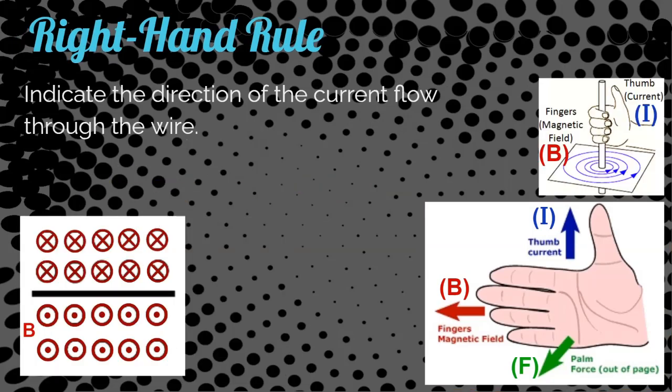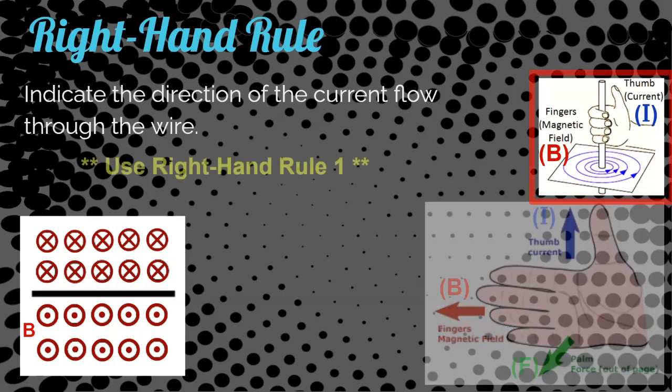All right, this one says, indicate the direction of the current flow through the wire. Look at my picture. Which right-hand rule am I going to be using? One, because I have a different field on either side of the wire, so I know that I'm dealing with something going around the wire. There's also no force label. So I'm going to use the first right-hand rule.